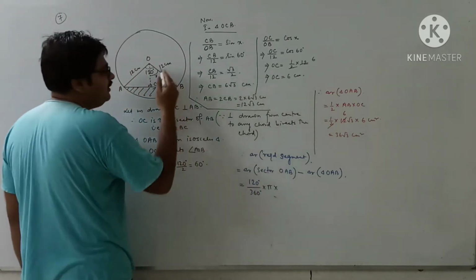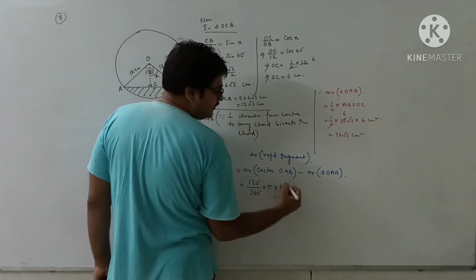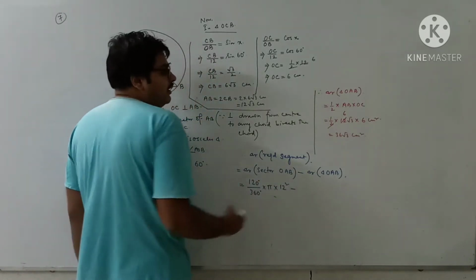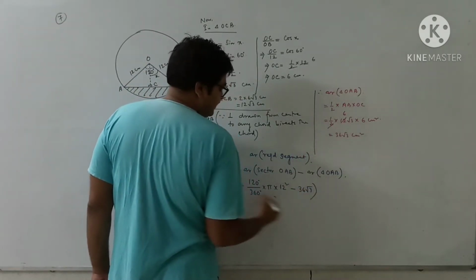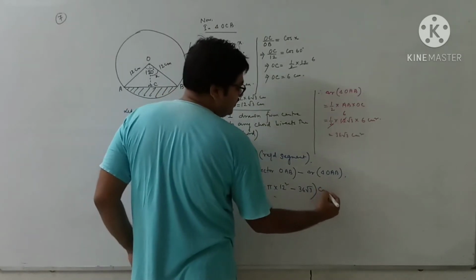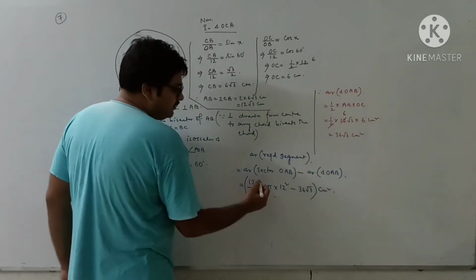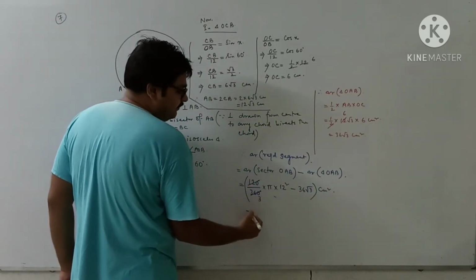What is the value of r? 12. OAB area already we have got, 36 root 3, this much centimeter square. 12 by 5 cancel, it will be 3.